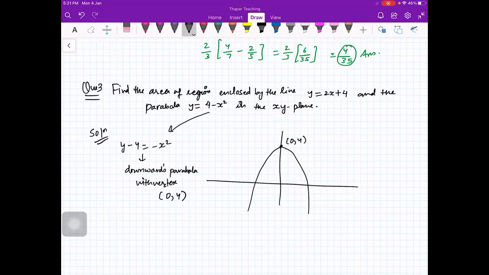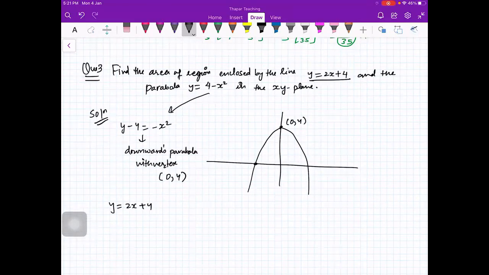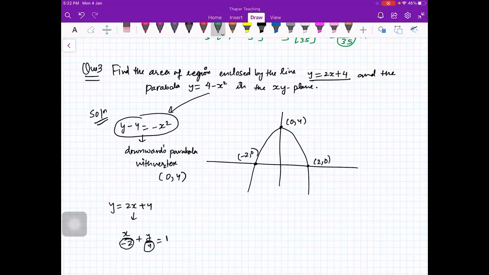And then you plot this line, y is equal to 2x plus 4. There are so many ways to plot this. Here this point is minus 2 comma 0, and this point is 2 comma 0, where the parabola intersects the x-axis. Here I just write it in the intercept form: x upon minus 2 plus y upon 4 is equal to 1. So this is a line having x-intercept minus 2, y-intercept 4. So this is this line.